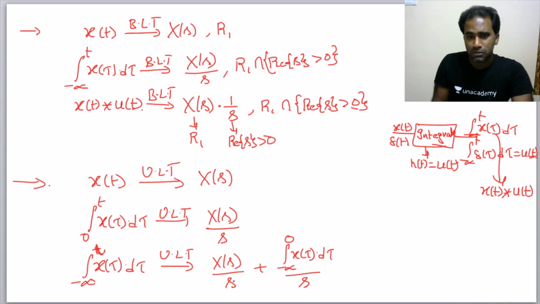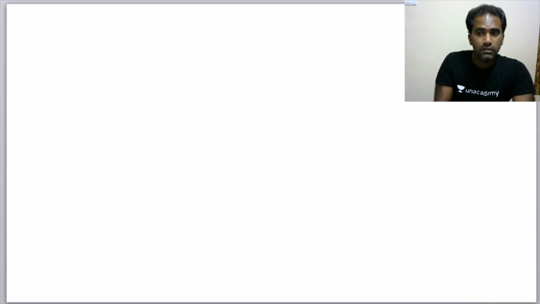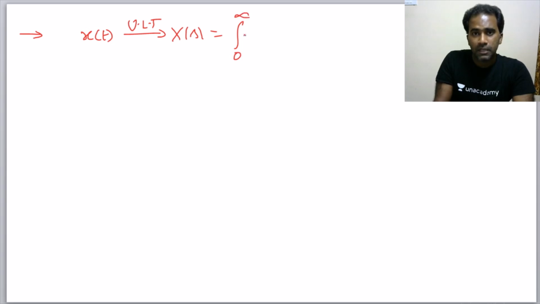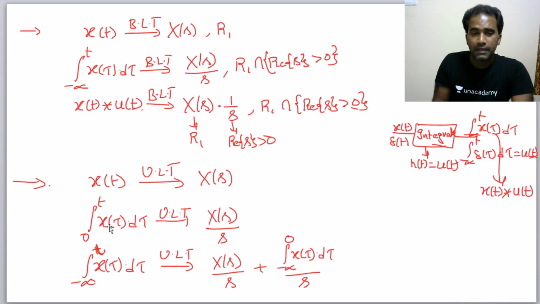Now I'll prove this one. So why should I remember? If at all you forget, you should be able to derive it. Anyway, let us derive it quickly. Let's say the unilateral Laplace transform of x of t is x of s. What is the formula for this? Integration from 0 to infinity of x of t e power minus st dt. Now what are we supposed to find? The Laplace transform of integration from 0 to t of x of tau d tau. Sorry, minus infinity to t of x of tau d tau, right?